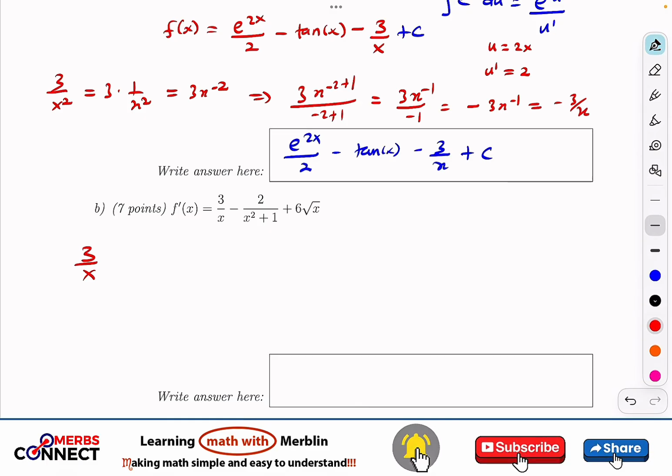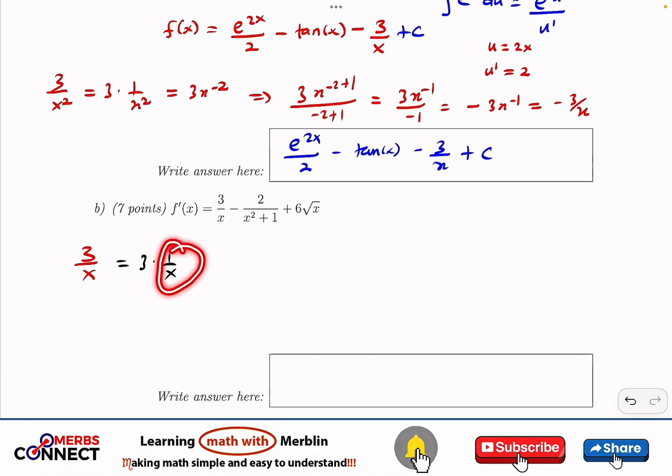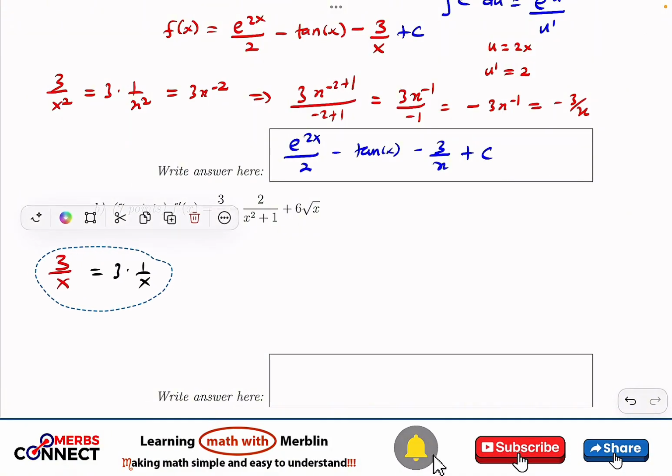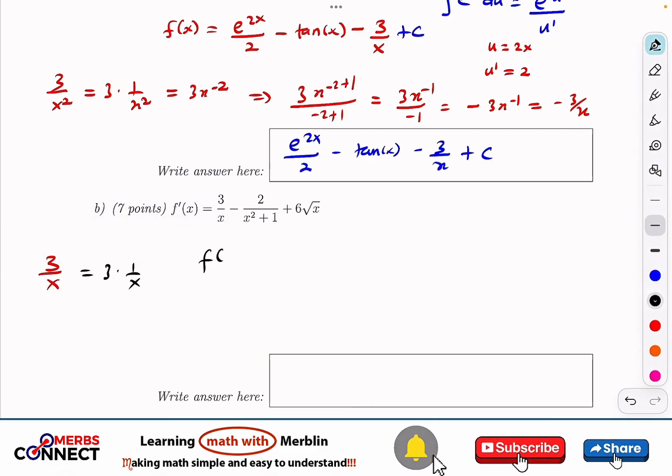Break them down and analyze them. Now 3 over x is the same as 3 times 1 over x. Now think about the function that you differentiated and you had 1 over x. That is the natural log of x. That's right. So it means that now when I integrate this, my f of x here, the 3 is going to move out, and 1 over x is the natural log of x. So I'm going to have 3 natural log of x. So that's what I'm going to get from here.